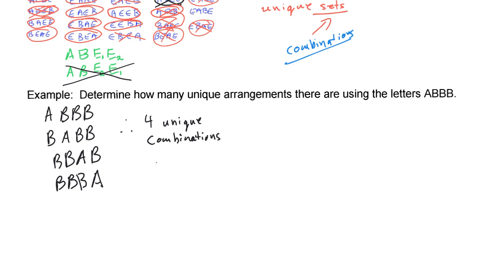But how do we get that? Okay, so imagine, so this is how we actually imagine the calculation. So originally, we would have 4 objects.